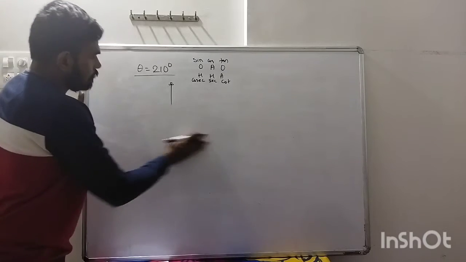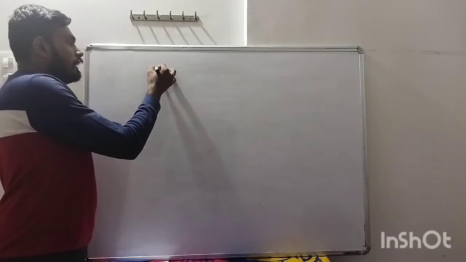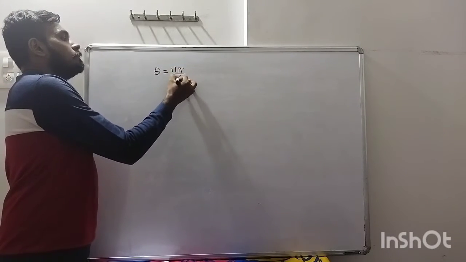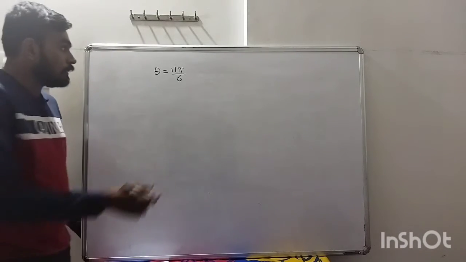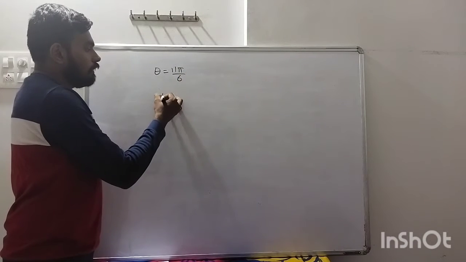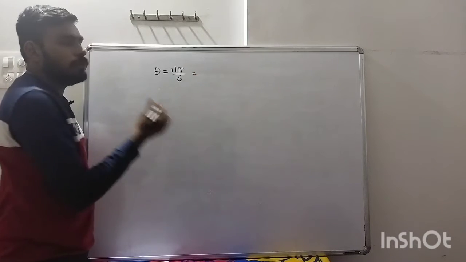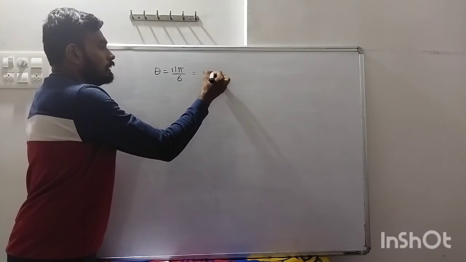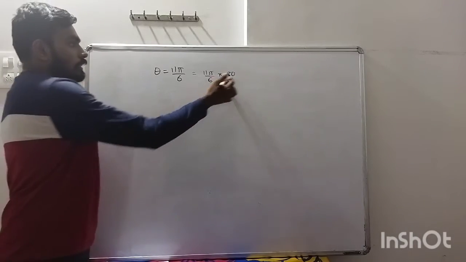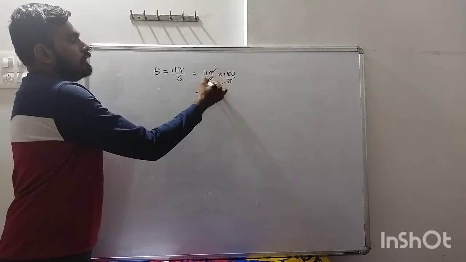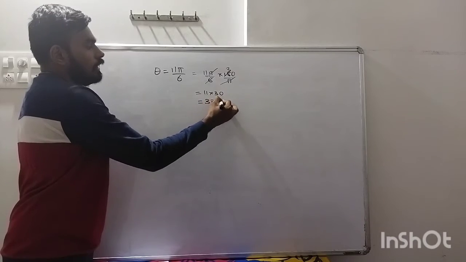Next. If you are asked in radians, theta is equal to 11 pi by 6, for example, what to do? You can convert this into degrees, correct? So how do you convert this into degrees? 11 pi by 6 radians is equal to what? See, 11 pi by 6 into 180 upon pi, correct? Understood now? So cancel this pi. 6 into 30, so 11 into 30, this is 330 degree, correct?